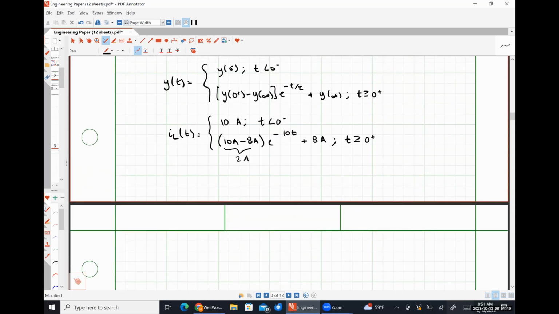Now let's find VR. What was VR at 0 minus? 30 volts, right?